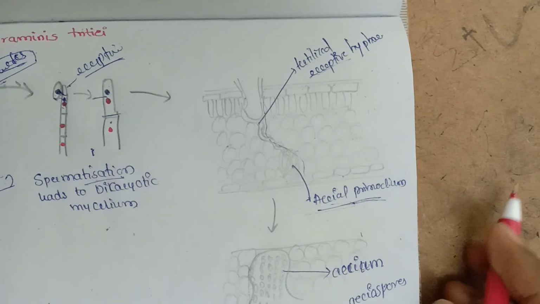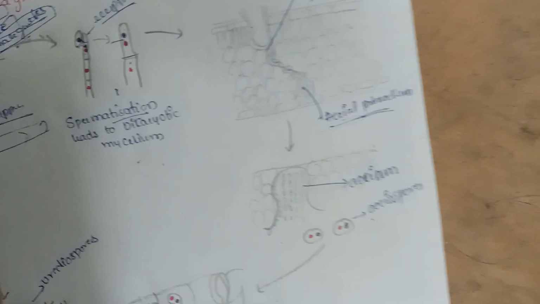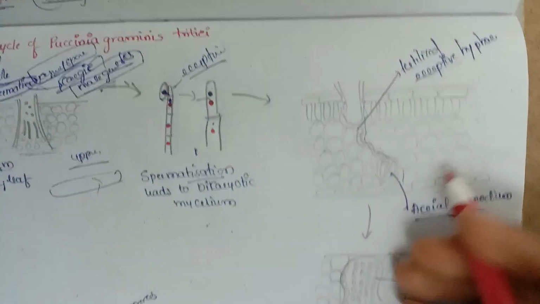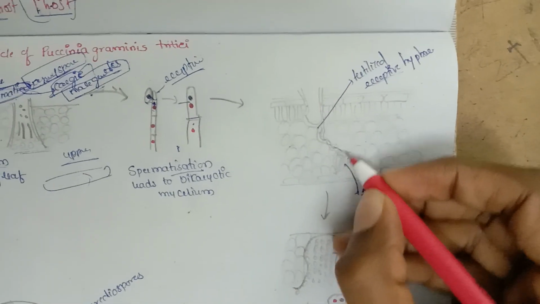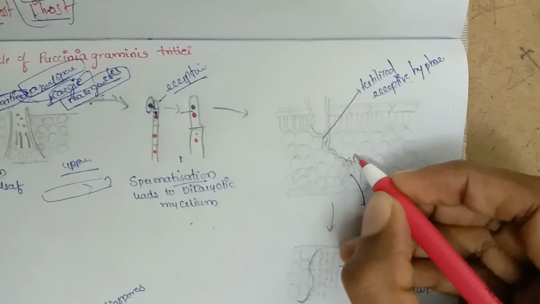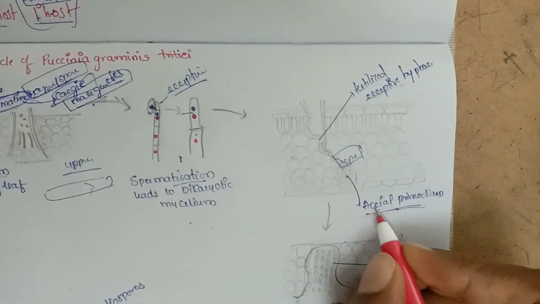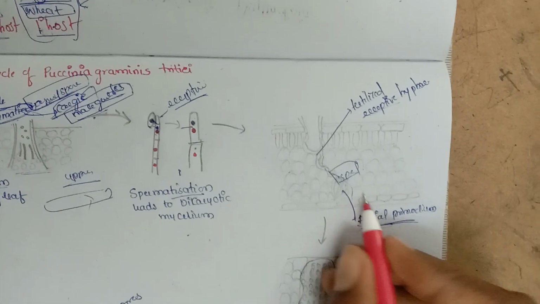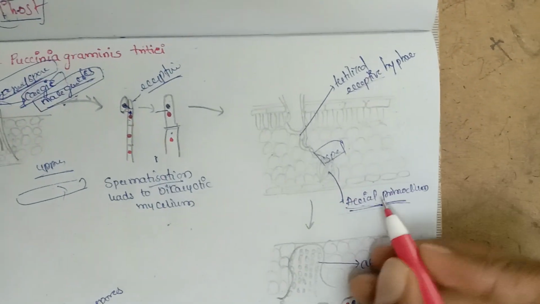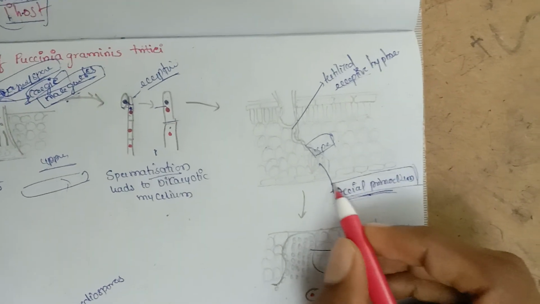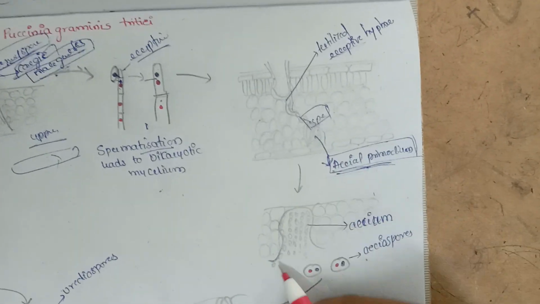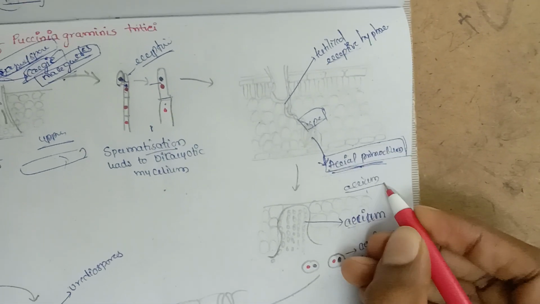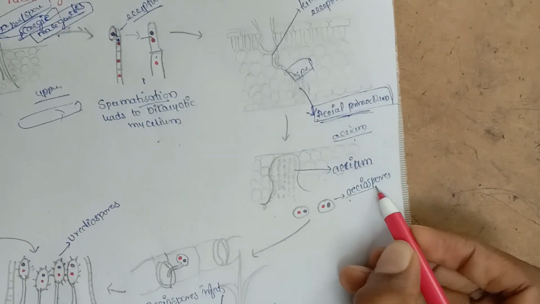Aecial primordium is produced when the spermatia undergo spermatization with the receptive hyphae. Unless the spermatia fertilize the receptive hyphae, the aecial primordium is not produced, and this aecial primordium will develop into the aecial cup or aecium. And in this aecium the aeciospores are produced.